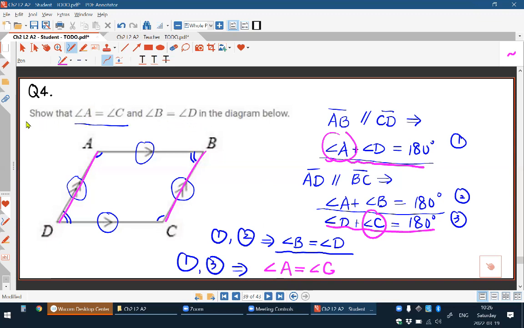If you encounter a question like this, show that or prove that, you have to prove it logically, okay? Not just say that it looks like these two angles are equal. Can't say that. You have to strictly prove why they are equal using what we have learned so far, okay?